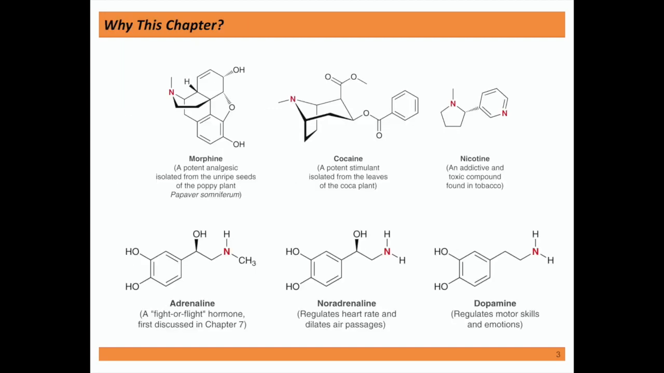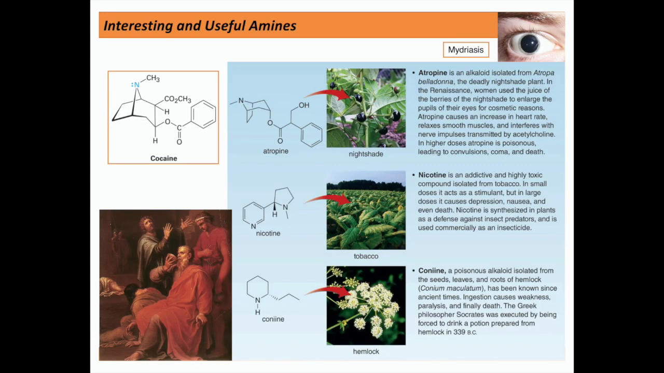So why this chapter? Well, a lot of it is due to the abundance of nitrogen and the amine functional group in natural products. In fact, natural products that contain amines that tend to be plant-derived and have physiological action are referred to as alkaloids. And some of these alkaloids are morphine, cocaine, and nicotine. In our body, we have several amines that are hormones, such as adrenaline, noradrenaline, and dopamine. So amines are really the last functional group that we'll talk about, and they're very important biologically.